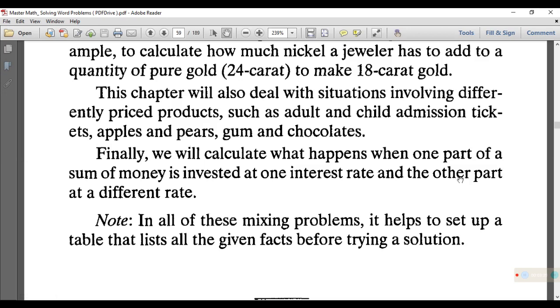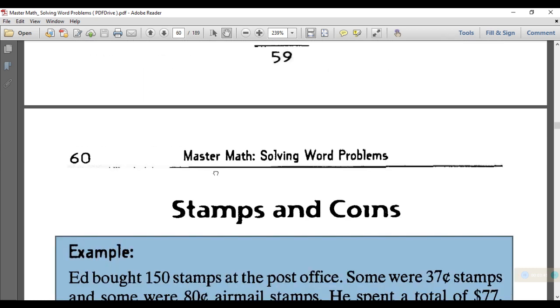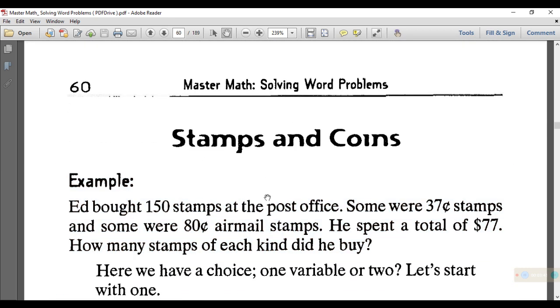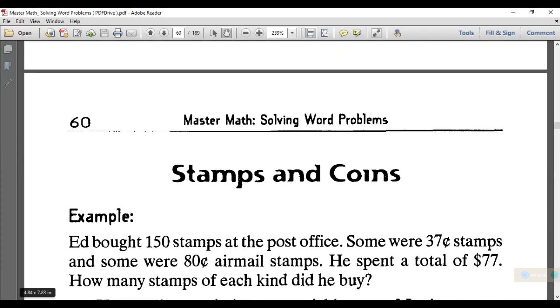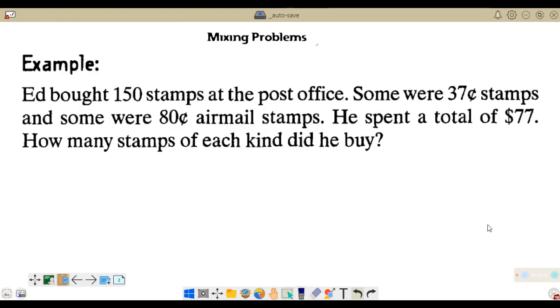And you have to take note that when doing mixing problems, since you will involve different quantities, it helps to set up a table that lists all the given facts before trying a solution. So we will start with this problem, the stamp and coins problem. I already copied it to our view board. So let's read the problem.